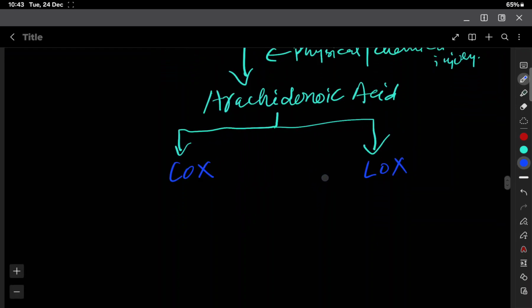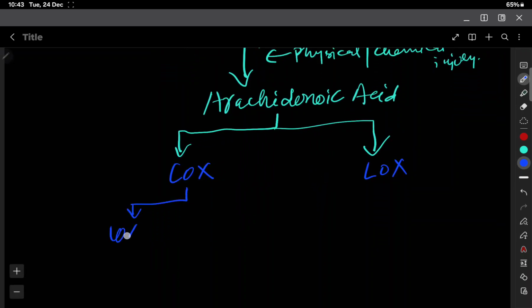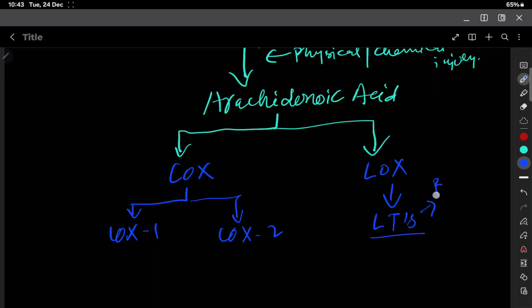Then this cyclooxygenase is further of two types: COX first and COX second. Then there is lipooxygenase, which activates leukotrienes. I will write here LTs, the leukotrienes. These leukotrienes can cause bronchoconstriction, asthma attacks, and smooth muscle contraction. That is one example.